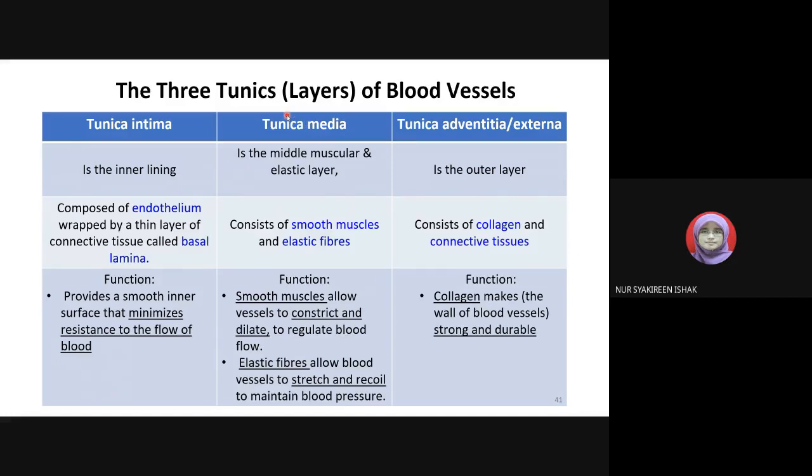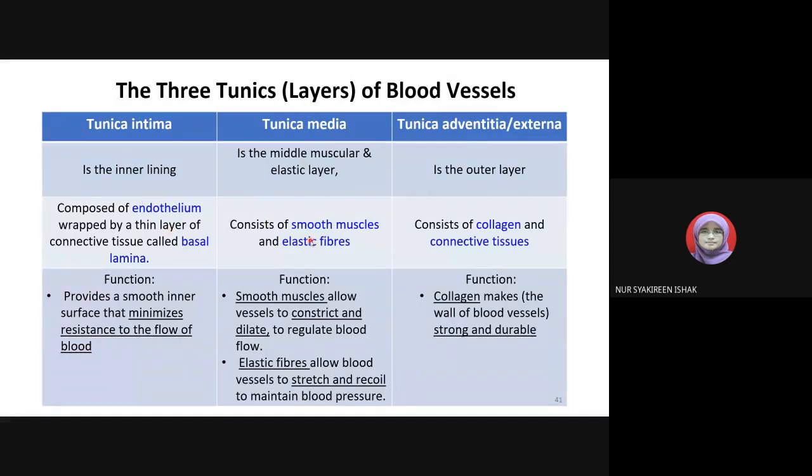For the blood capillaries, they lack tunica media and also tunica adventitia. Only artery and vein have these two layers. Artery and vein have three layers: tunica intima, media, and also adventitia. Blood capillaries only have tunica intima, the endothelium.